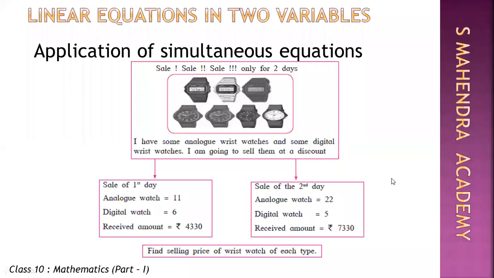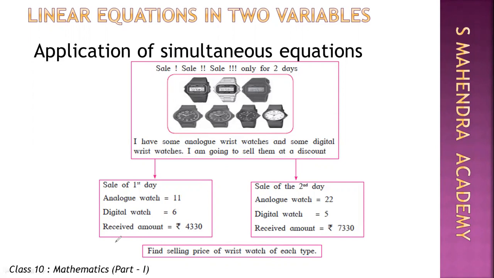In the next example, we have the condition like this. I have some analog wristwatches and some digital wristwatches. I'm going to sell them at a discount. The day one sale is like analog watch sale is 11 numbers, digital watch sale is 6 numbers, and the total collected or received amount is 4,313.